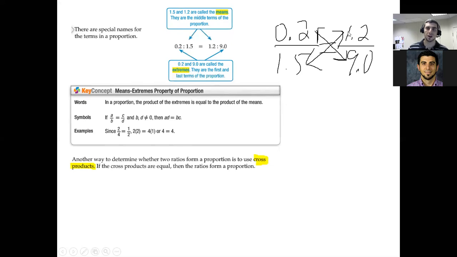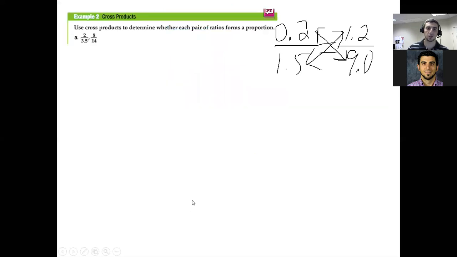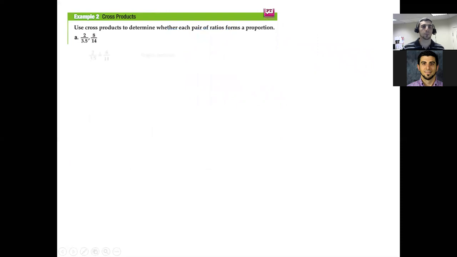And you see how I mentioned, when you multiply means and extremes with fractions, you're going to multiply them in an x. And if those are equal, then they form a proportion. Okay, and it's the same as multiplying the means by the extremes. So use cross products to determine whether each pair of ratios forms a proportion. So we'll set this up as 2 over 3.5 equal to 8 over 14.